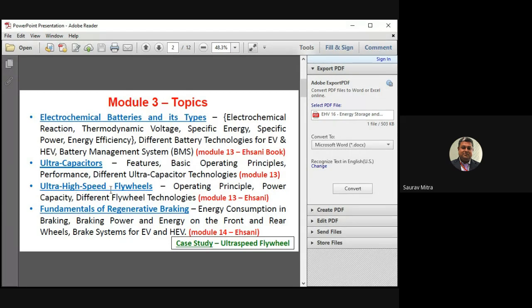Then there is coming ultra high speed flywheel. So what is meant by flywheel? Those who are doing the vehicular technology internship, they have seen the flywheel. So flywheel is one device which is a very big mechanical chaka kind of a thing.